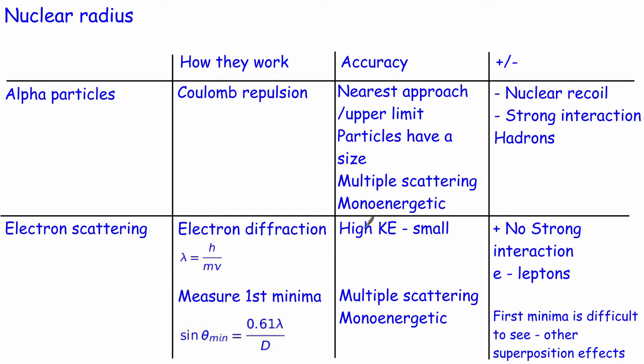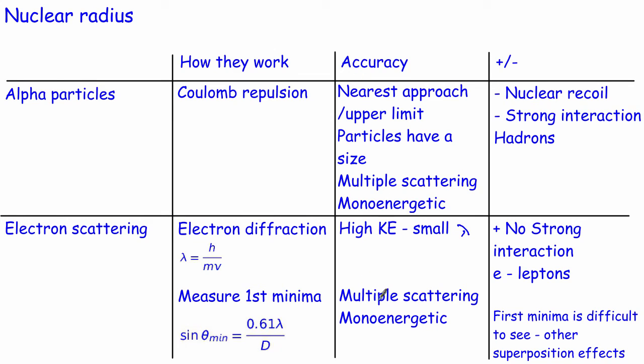In order to get your experiment as accurate as you can, you need a high kinetic energy. The higher the kinetic energy, the smaller the wavelength. And you want a small wavelength because you want the wavelength to be approximately the size of a nucleus, in the order of a femtometer or so. So you have to have high kinetic energies to do that. If you can accelerate these up to high kinetic energies, you'll make your experiment more accurate.